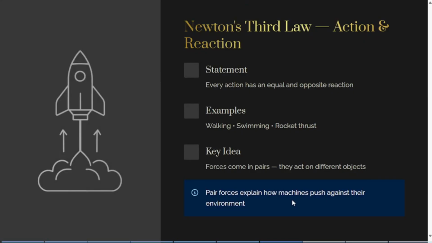Newton's third law of motion states that for every action there is an equal and opposite reaction. This means forces always occur in pairs. When you walk, your foot pushes backward against the ground. The ground then pushes forward against you. The same principle allows swimmers to move through water and rockets to launch into space. Although the forces are equal in size, they act on different objects. This law helps explain how machines interact with their surroundings.